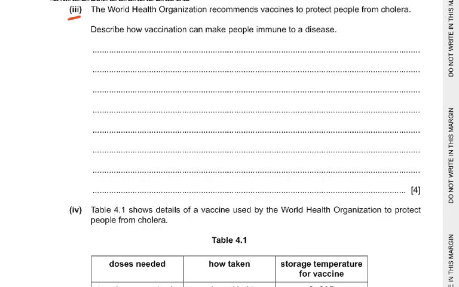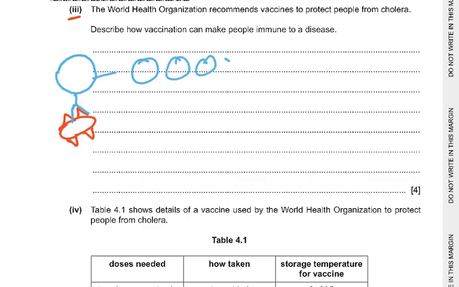So how can vaccination help? You give the vaccine, which is a weakened form of the pathogen. So say this is the virus, you give these antigens, this is the weakened form. The antigens are now recognized by the lymphocyte, and the lymphocytes have complementary antibodies on them. These lymphocytes are going to increase in number, and then some of them will become memory cells and some of them will become plasma cells and produce antibodies.